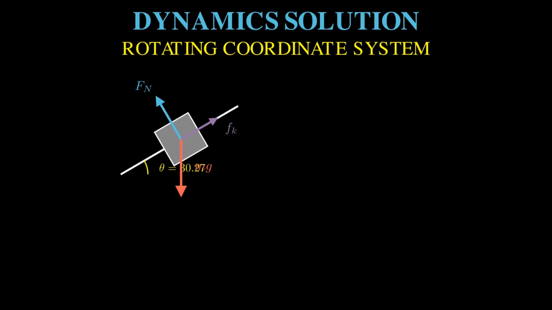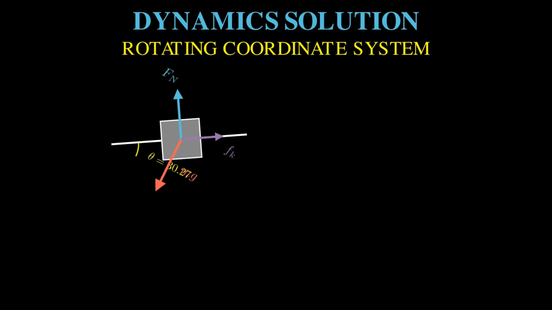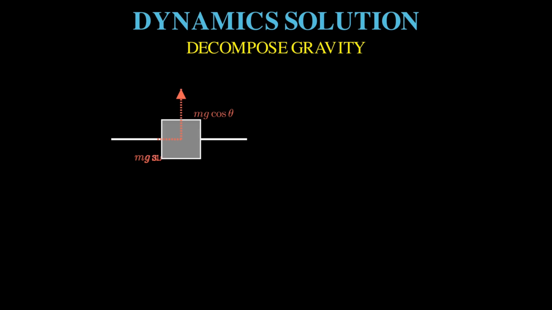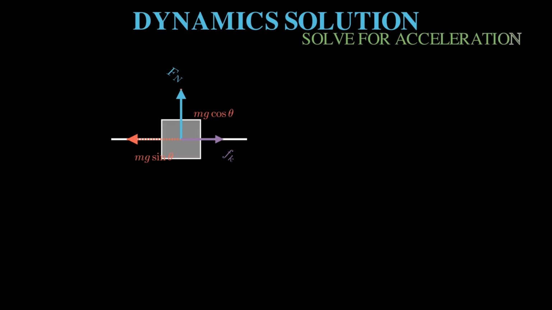Let's do the forces breakdown. First we have our block, which is at 30.27 degrees at theta, and we have these components. Now we're going to rotate the coordinate system so that it's normal, and we're going to break gravity into components. So then we have mg cosine theta and mg sine theta, as well as the previous forces.